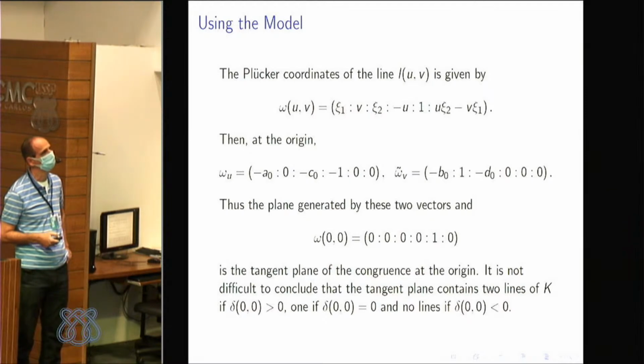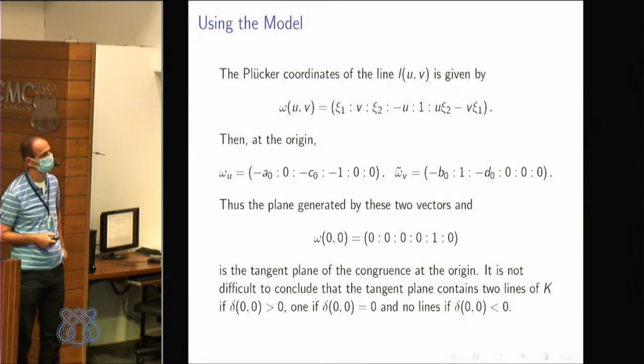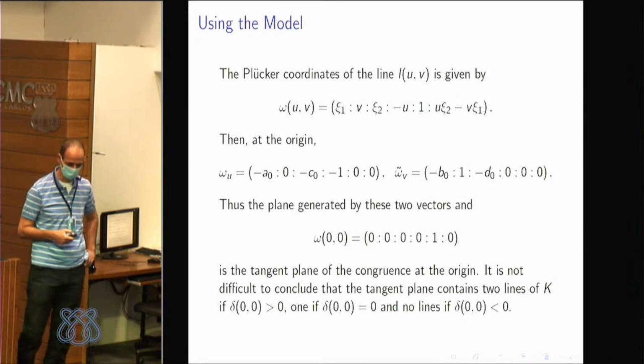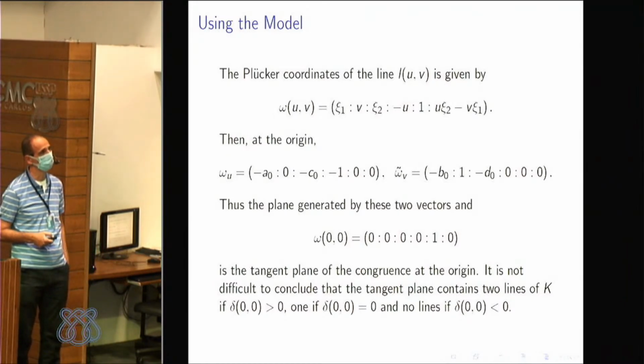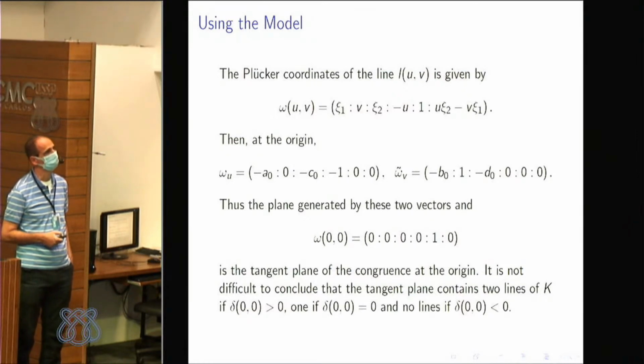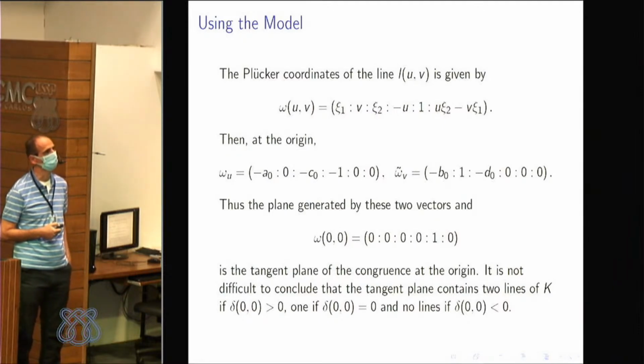And then we conclude that the tangent plane contains two lines of the Klein quadric if delta is greater than 0, which means two real eigenvalues. When we have just one real eigenvalue, then you have just one line of the Klein quadric, so that any linear congruence is parabolic, and here you are in the set of the elliptic congruences.